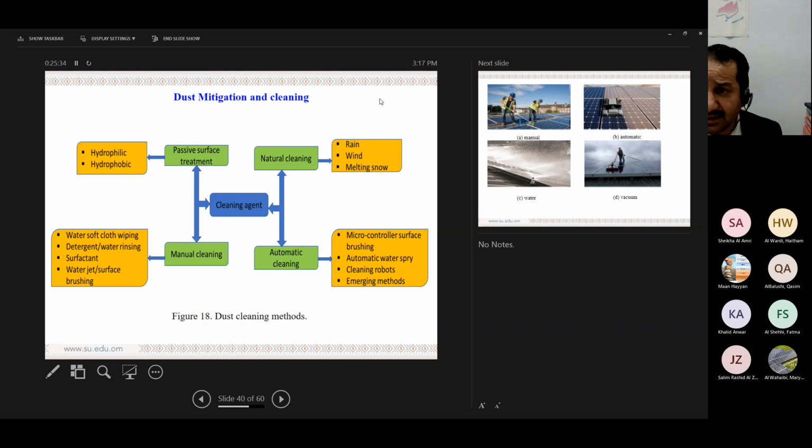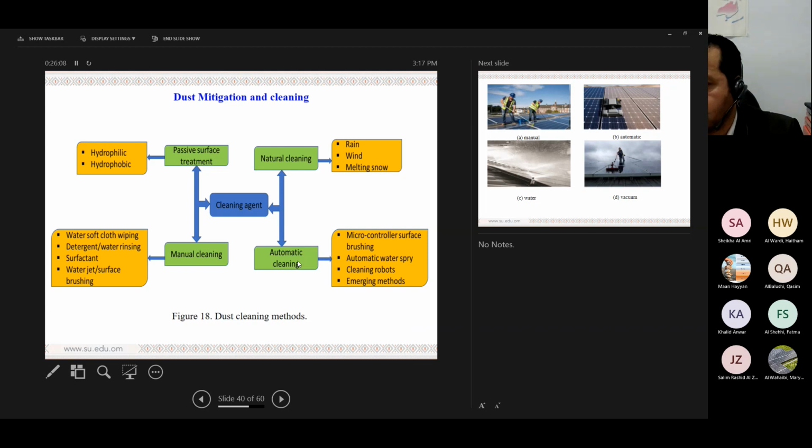Now, this dust is an issue. We have to mitigate it, we have to reduce it, and there are different ways. Some of them here are just a general classification, and some of them have more than one direction. As an example, natural cleaning: when rain comes, it cleans the surface of the PV in the desert. Wind, as an example, in the desert, the wind will blow to remove the particles. Melting the snow, as an example.